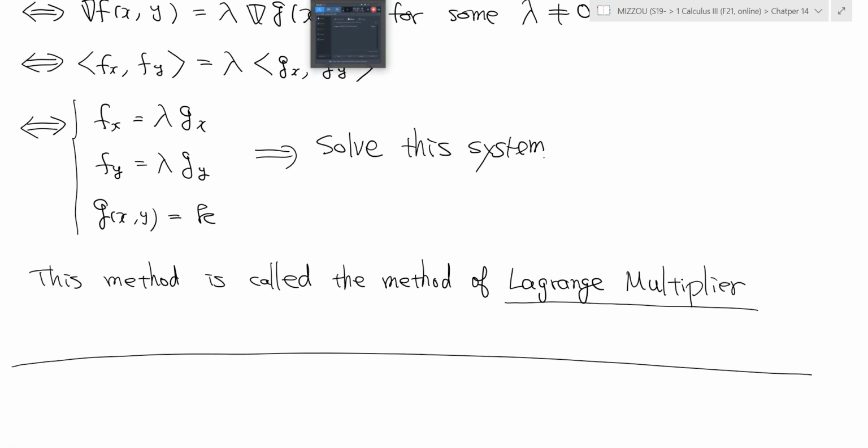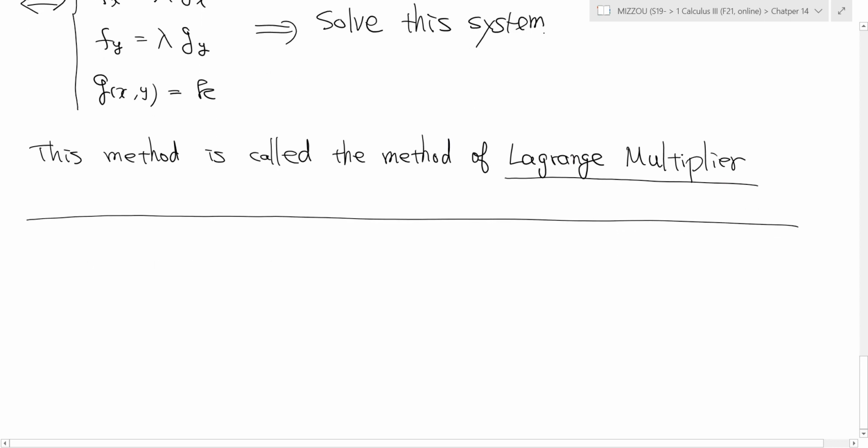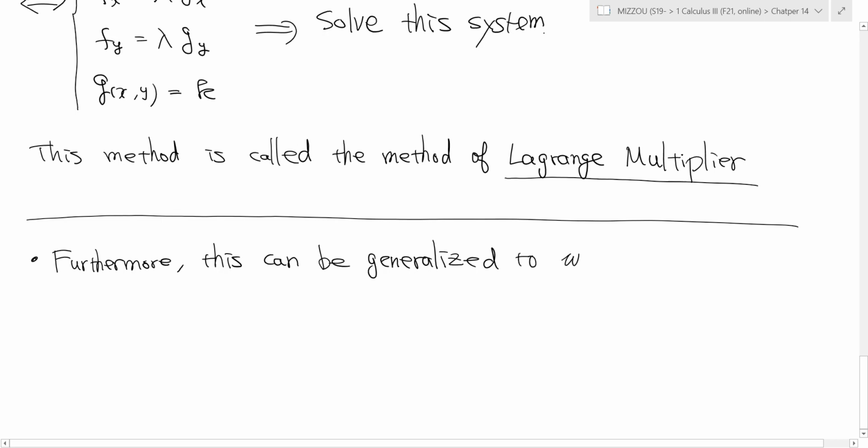All right. Now we can actually generalize this to functions with three variables. So let me work out such a problem. Furthermore, the method of Lagrange multiplier can be generalized to a function of the form w is equal to f of (x, y, z) subject to the constraint g of (x, y, z) is equal to k.